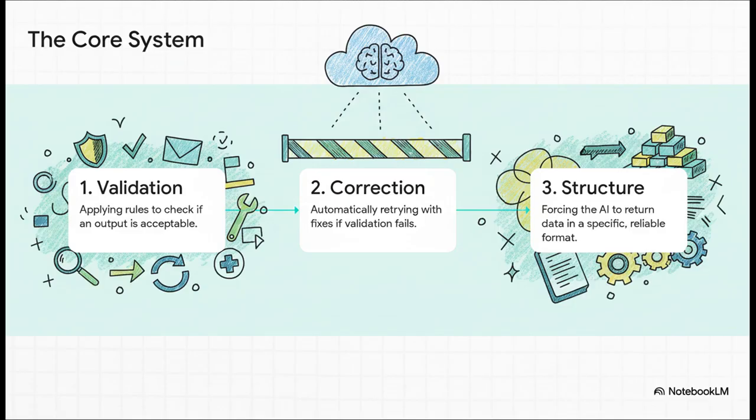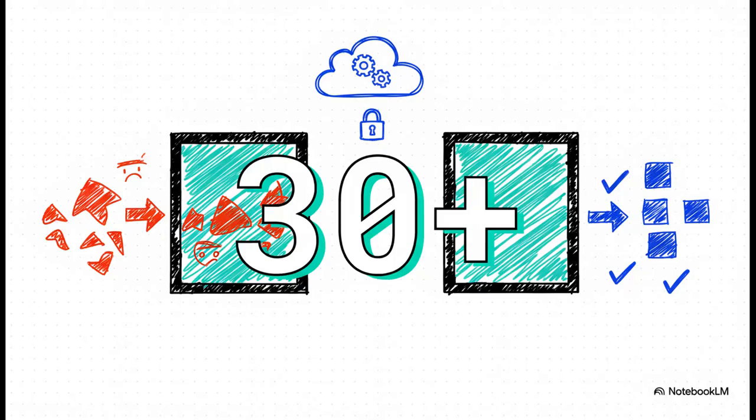No more guesswork. And get this, you don't have to start from scratch. Guardrails comes with a library of over 30 pre-built validators for all the common stuff. Things like checking for toxicity, making sure code is actually executable, or even detecting if the AI is trying to badmouth its competitors. This means you get a ton of protection right out of the box.